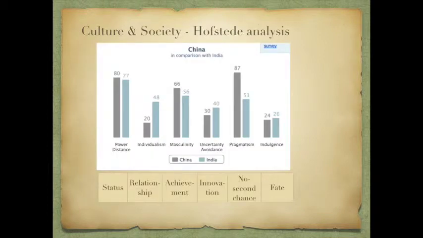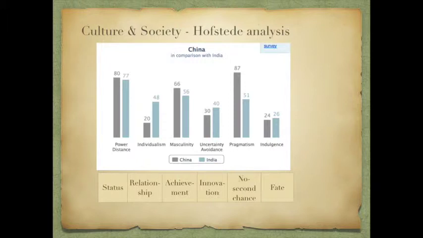When you are doing business with Chinese and Indians, you really need to consider your status with them, and you need to invest in relationships, especially in China, and you need to show your achievements to prove your work. And both China and India are good places for innovation on account of low uncertainty avoidance. And in China's society, you really need to avoid mistakes because there is no second chance for mistakes on account of high patriotism.